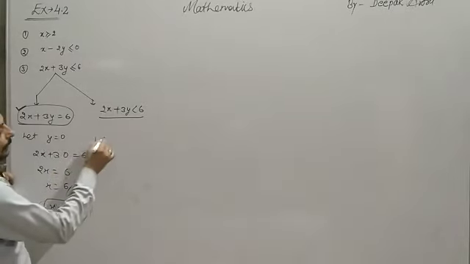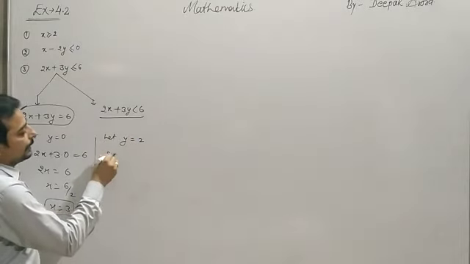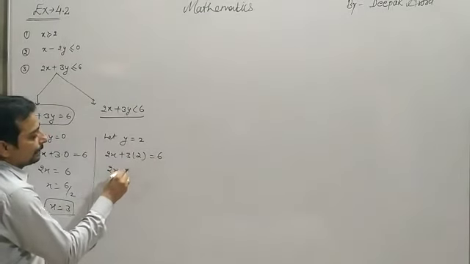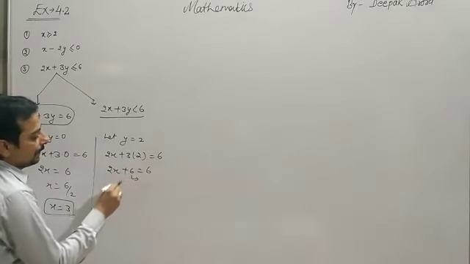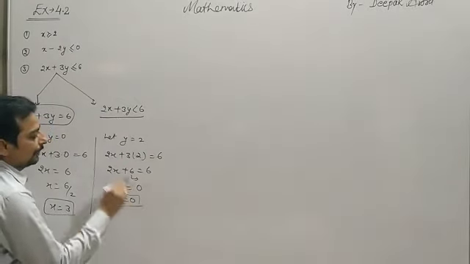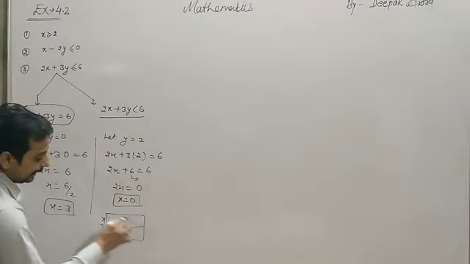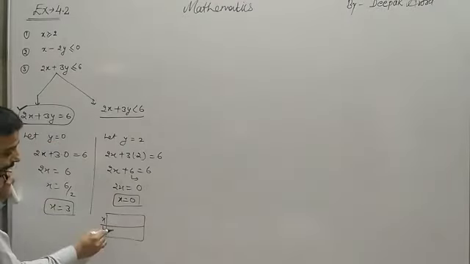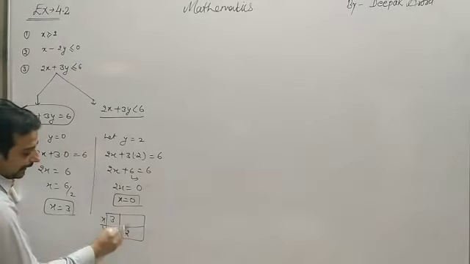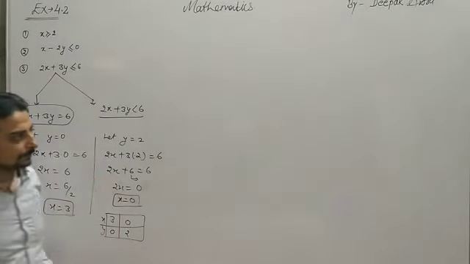And for the second value, let y be 2. Then 2x plus 3 times 2 is equal to 6, so 2x plus 6 is equal to 6. By transferring 6, the 2x value is 0, so the x value is also 0. We have a table for x and y: when y is 0, then x is 3, and when y is 2, then x is 0. We make a line from these 2 points.